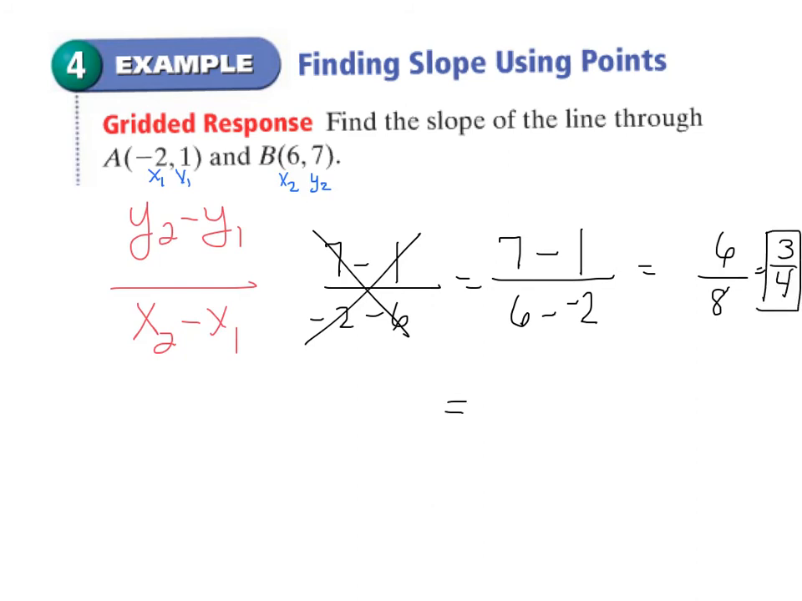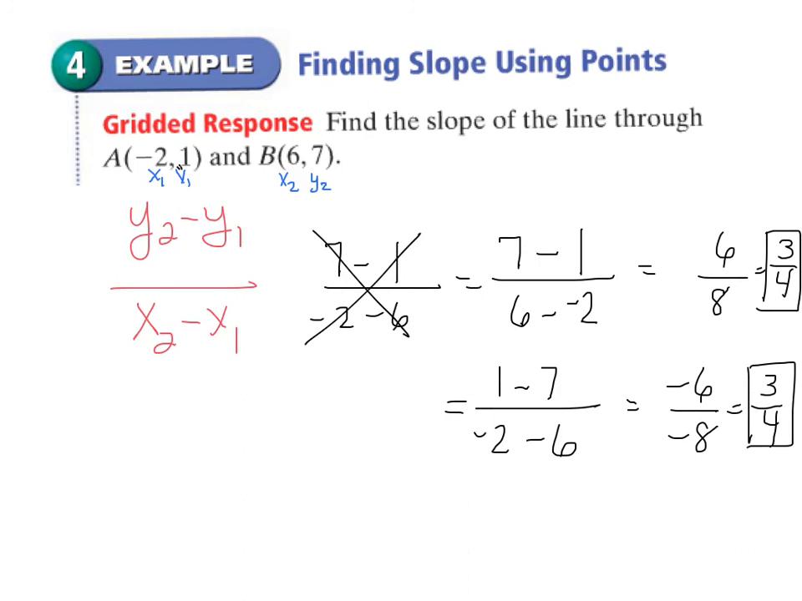Now you could have taken the same thing, and instead of starting with the 6 and 7, you could start with the 1. So you could have done 1 minus 7. And then negative 2 minus 6. That would have given you negative 6 divided by negative 8, which would have also given you the same slope of 3/4. Notice that this slope goes uphill.